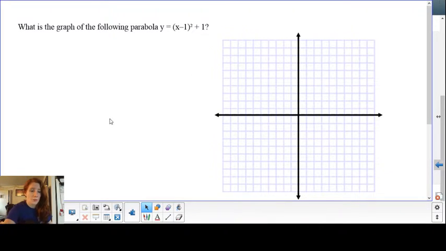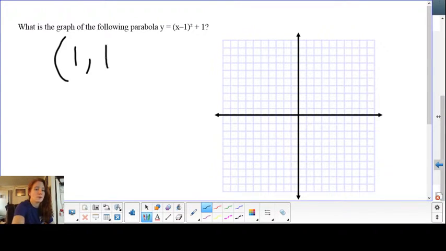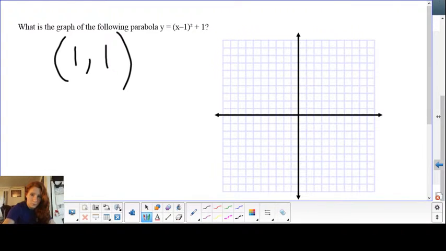So first steps first is we have to identify where my vertex point is. So I see x minus 1, so it's at 1, 1. So my point is right there. There's my vertex point, which means that that is also my axis of symmetry, which is my flipping point, where all my points will flip around.